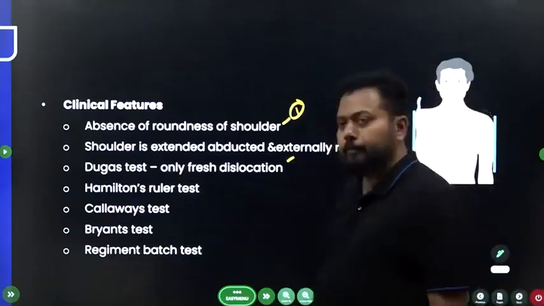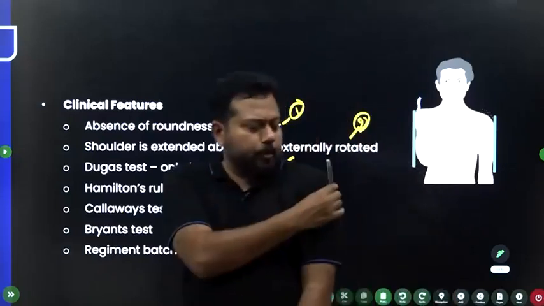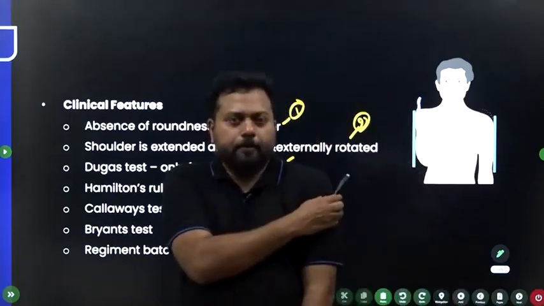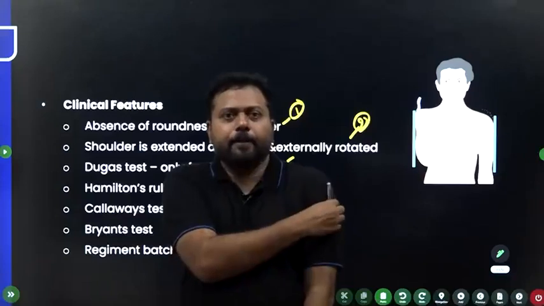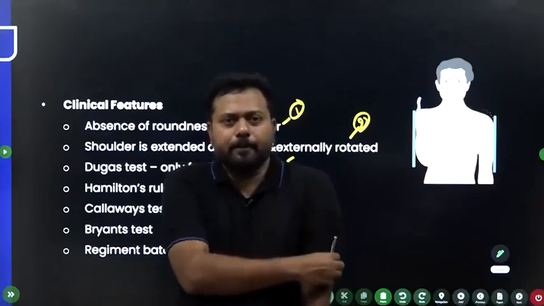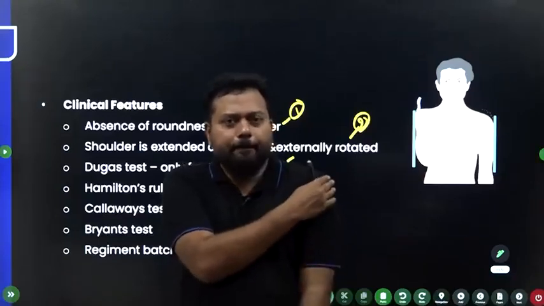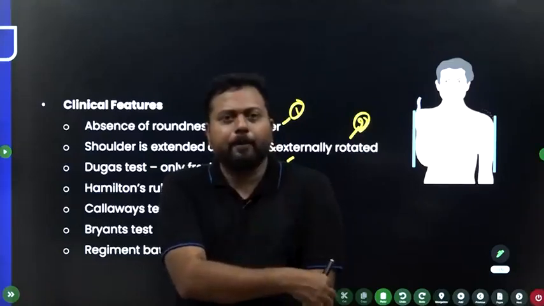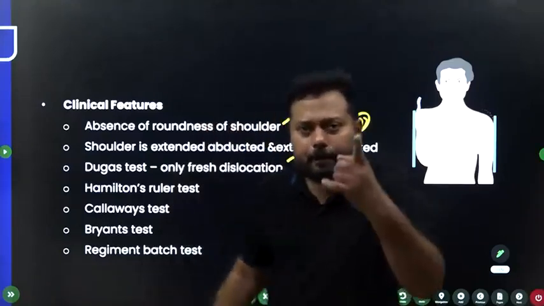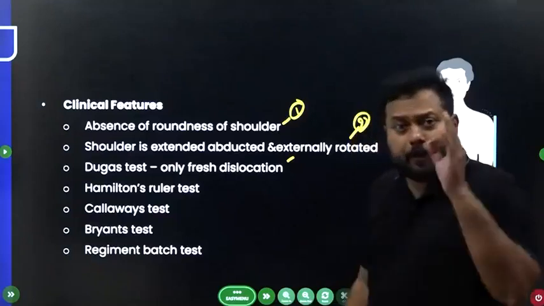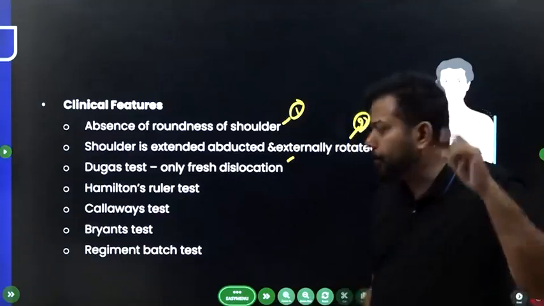That's called Dugas test. When you take a ruler and keep it like this, because the deltoid becomes flat, the ruler flushes with the skin. There is no palpable gap between the upper end and the lateral epicondyle. Everything is flushed together. That is called Hamilton ruler's test. For detailed explanation, see the main video.